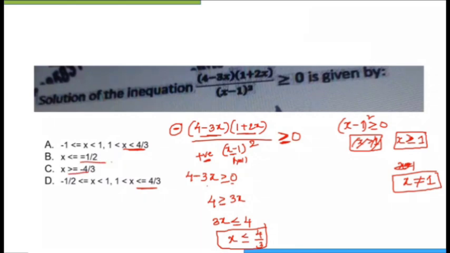You can eliminate three options and you're left with D. Now, what about the other one? 1 plus 2x should be greater than or equals to 0. 2x is greater than or equals to minus 1. X is greater than or equals to minus 1 by 2. These are all the possible solutions for x.